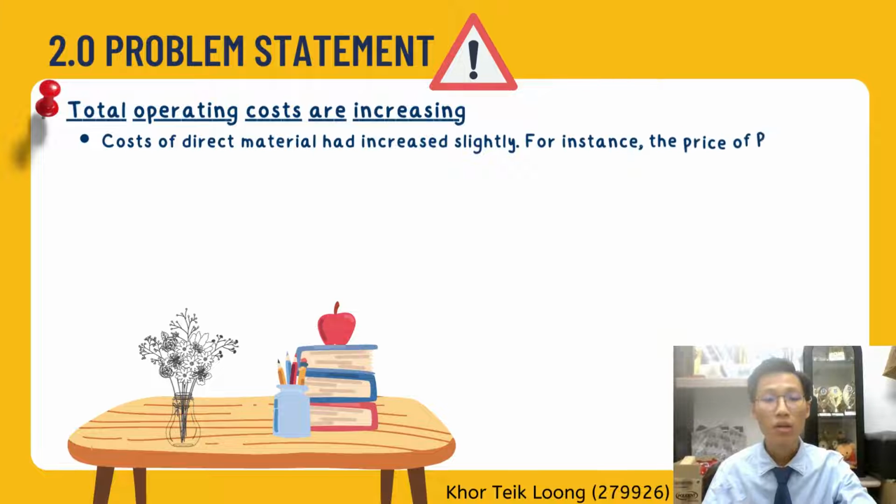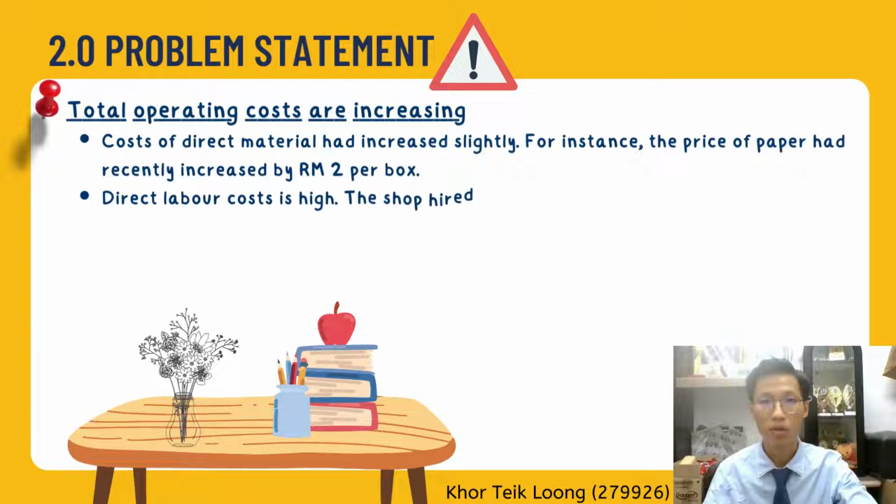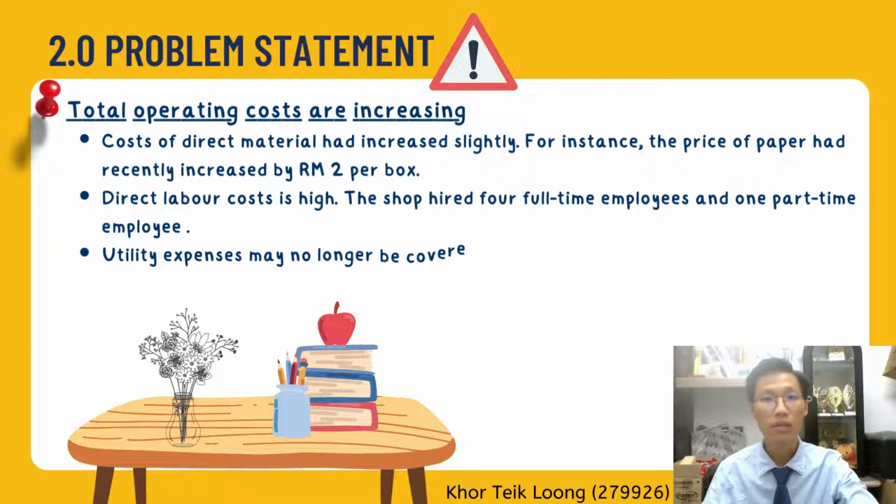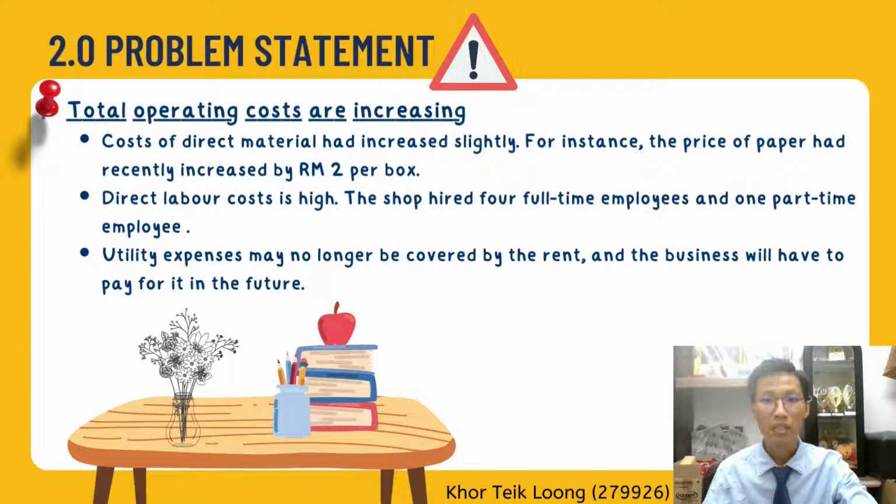Last but not least, the total operating costs of Varsity Print are increasing. According to Puan Nurul, the cost of direct material, which is the paper, has recently increased by 2 ringgit per box. Moreover, the cost of toner cartridges and ink cartridges had also increased, which causes the printing cost per page to be higher. Besides that, Varsity Print has high direct labor costs. Due to long operating hours, the shop has hired 4 full-time employees and 1 part-time employee to work between day and night shift. In addition, based on Puan Nurul, the utility expenses may no longer be covered by the rent, and the business will have to pay for it in the future.